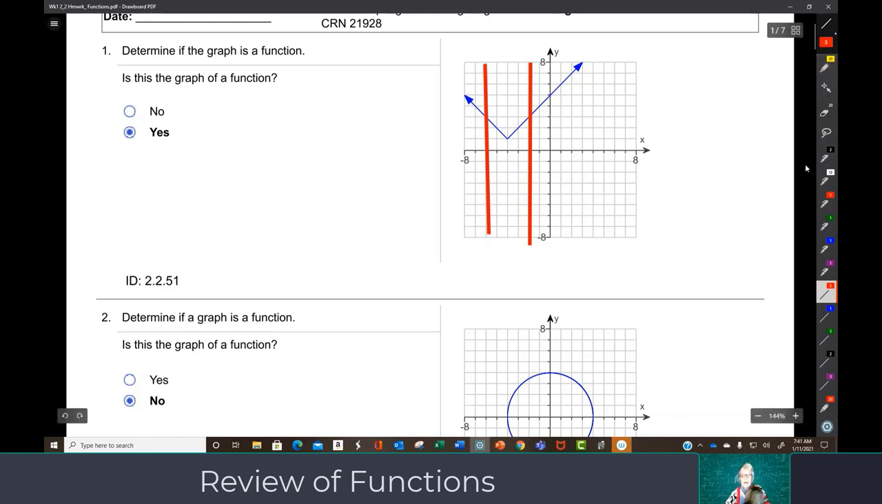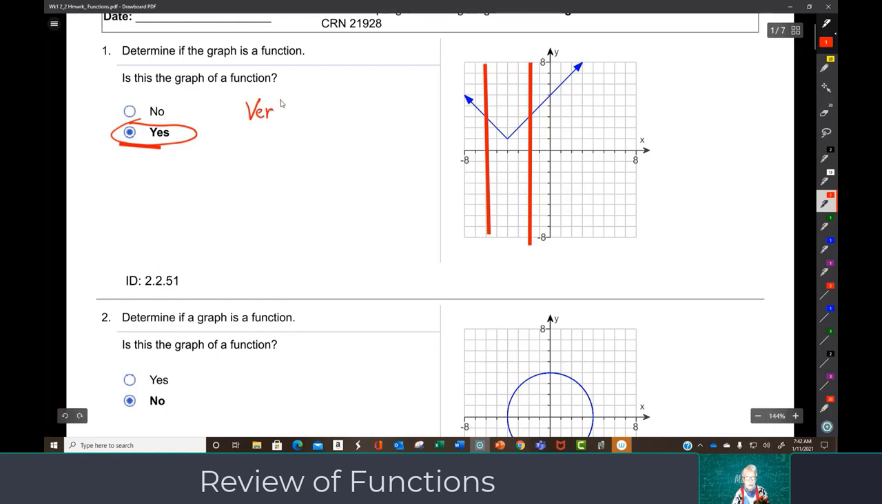There you go. The meaning of the vertical line test is this. If you can draw a vertical line through every part of the graph, and each vertical line intersects the graph at only one point, then the answer is yes. This is a function, and notice I do have the answers here. I have to switch back and forth between the pen and the line. There's a yes, because this graph passes the vertical line test. The vertical line touches the graph at only one point. That is called the vertical line test.